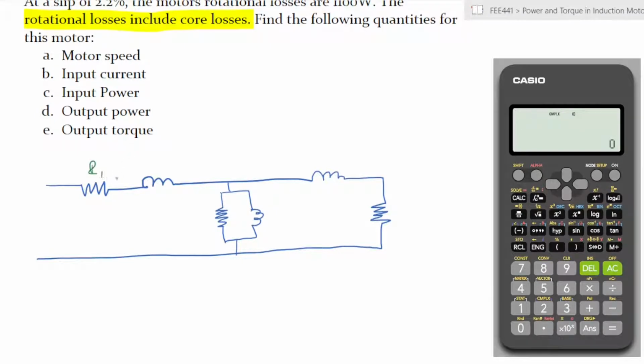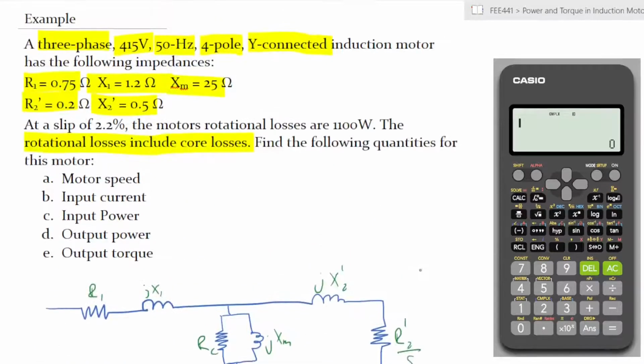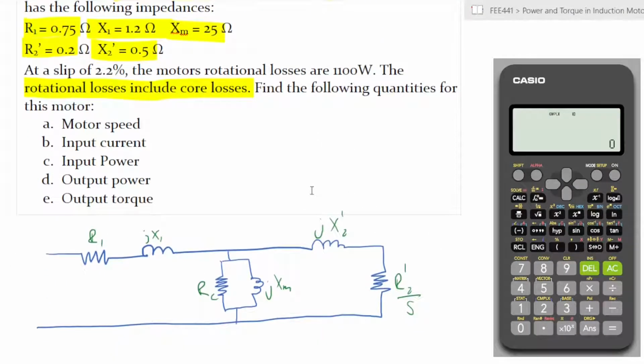So we have R1, jX1, jXM, RC, jX2 prime, and R2 prime, right? This is R2 prime over S. So this is the familiar circuit that we had drawn, not the modified one that I showed you yesterday, but we will be using the main equivalent circuit that we had derived previously, okay?